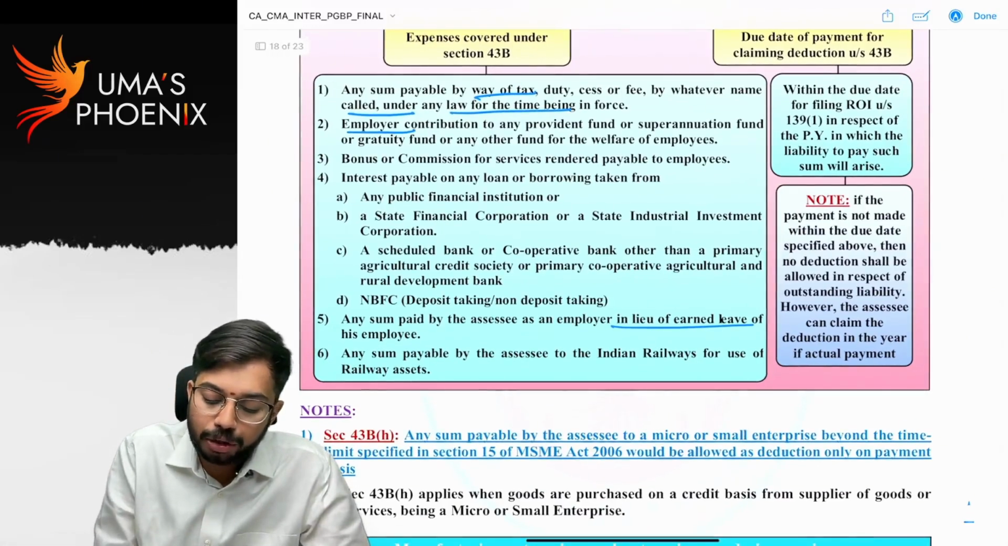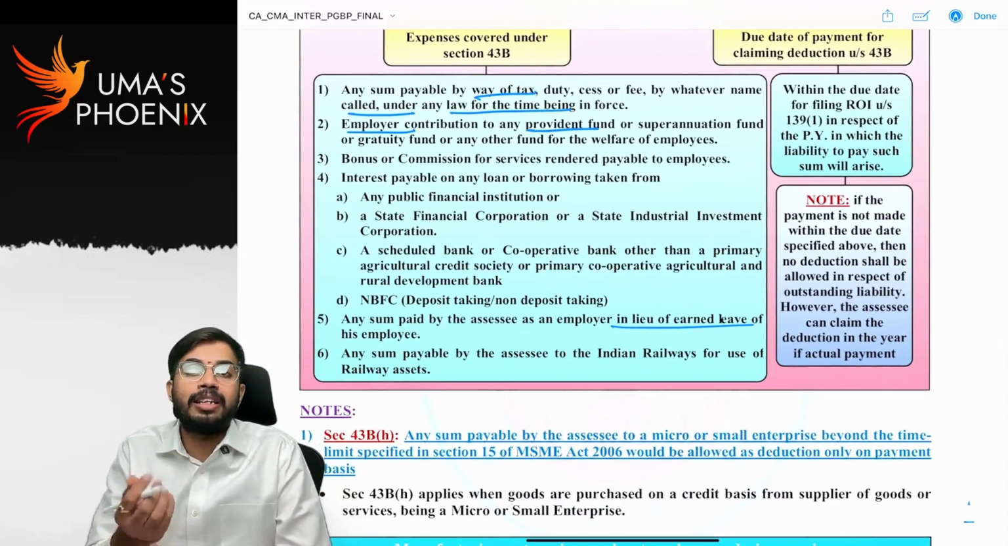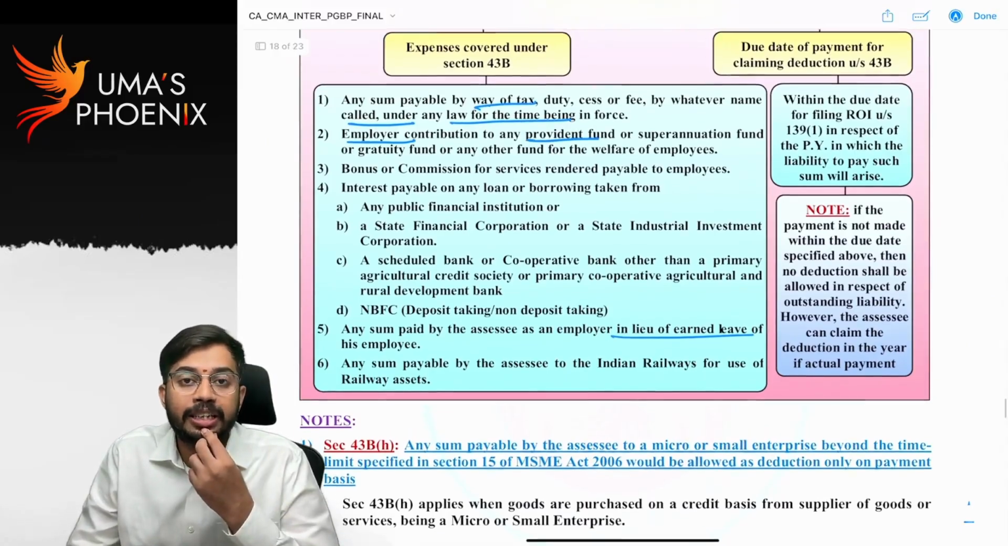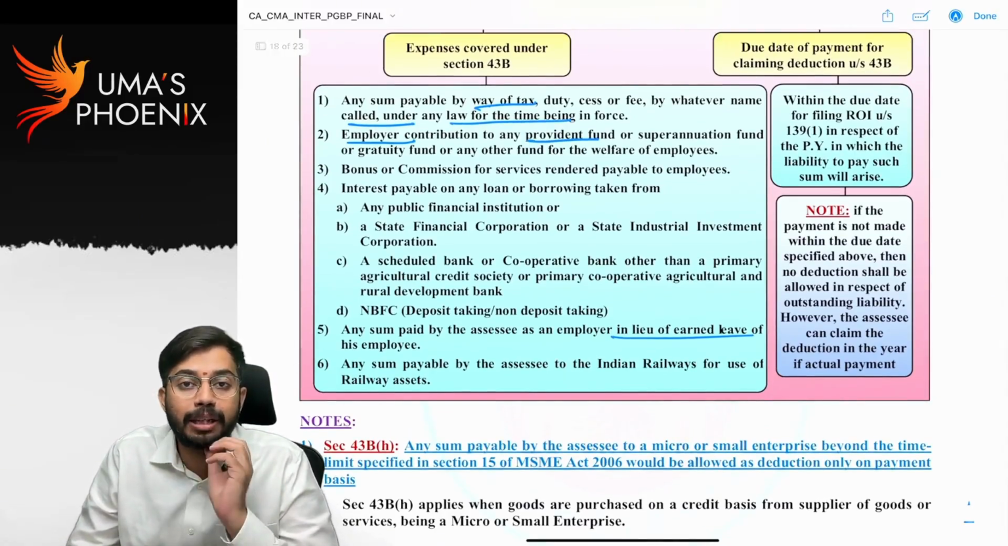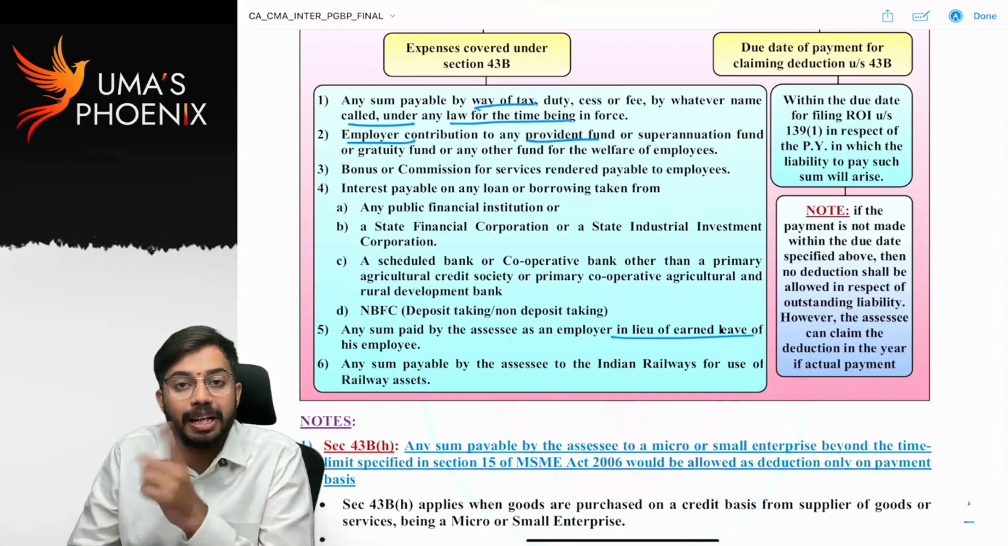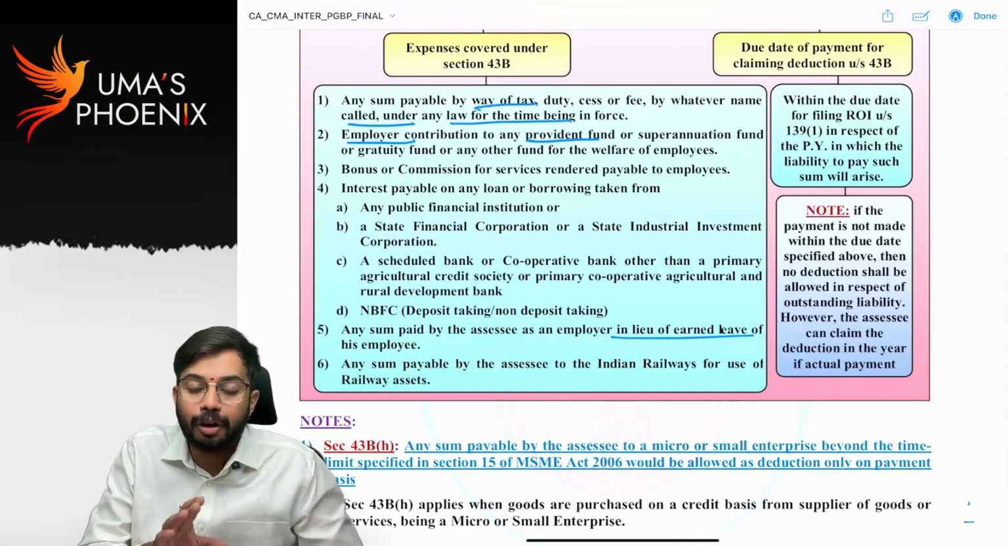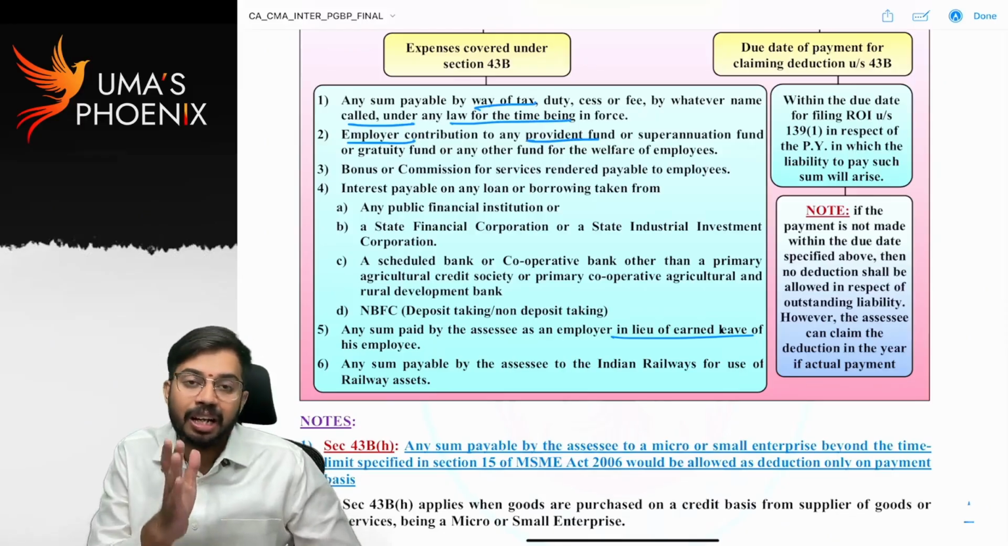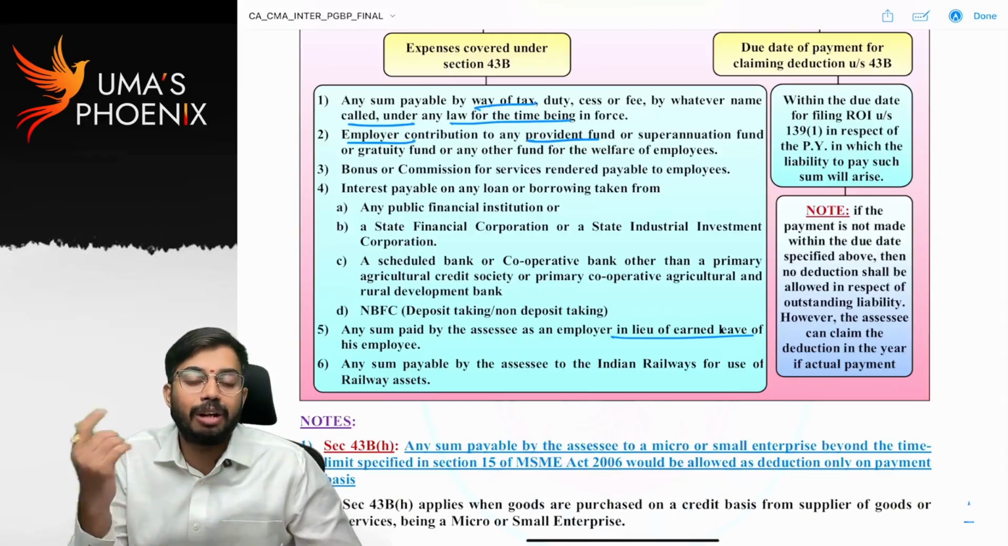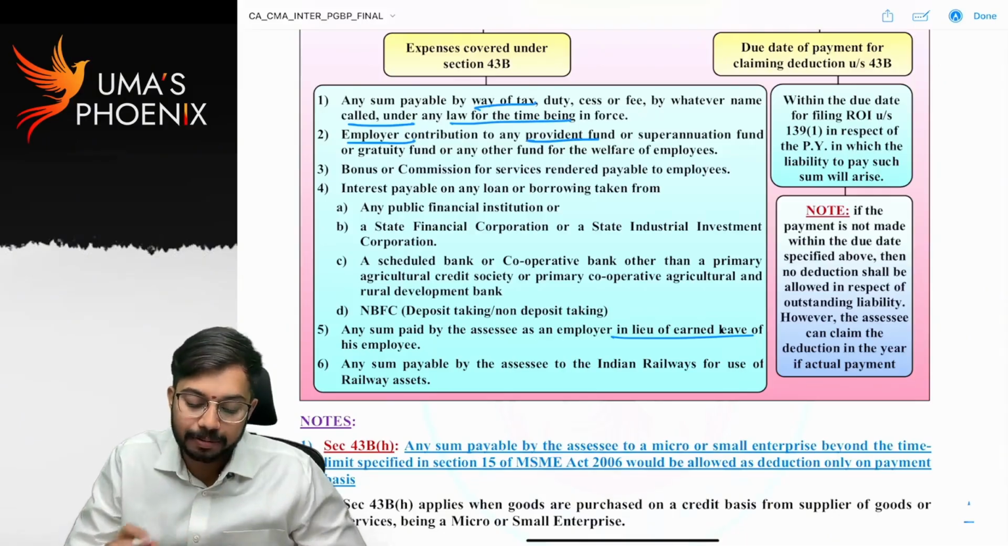Employer contribution to Provident Fund. This I have already discussed. When I was explaining section 36(1), I told you employer contribution is subject to 43B. So employer contribution paid in the current previous year is allowed as deduction in the current previous year. If it is paid in the next year before ITR due date, it is allowed as deduction in the current previous year. Otherwise, it is allowed as deduction on payment basis.